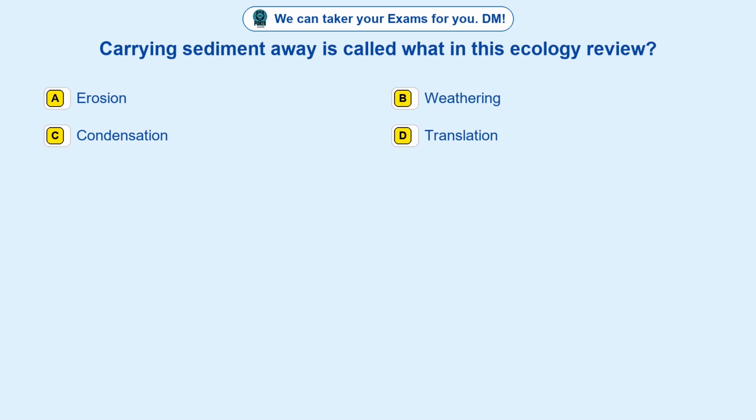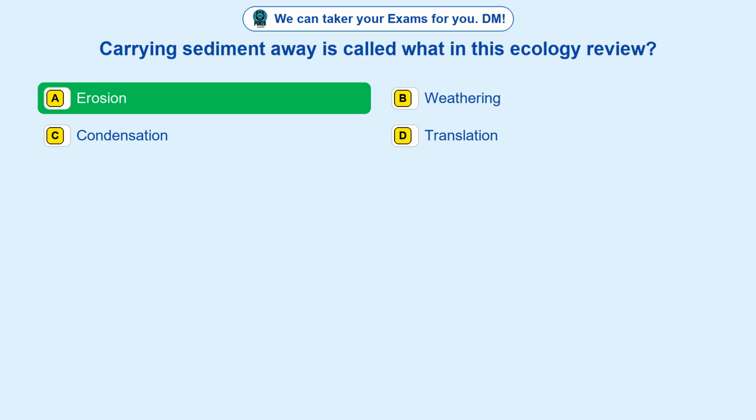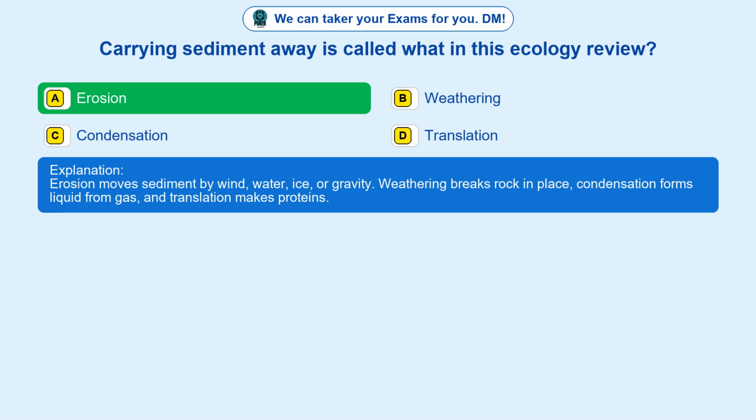Question 82. Carrying sediment away is called what in this ecology review? Option A, erosion. Option B, weathering. Option C, condensation. Option D, translation. The correct answer is option A. Erosion. Erosion moves sediment by wind, water, ice, or gravity. Weathering breaks rock in place, condensation forms liquid from gas, and translation makes proteins.